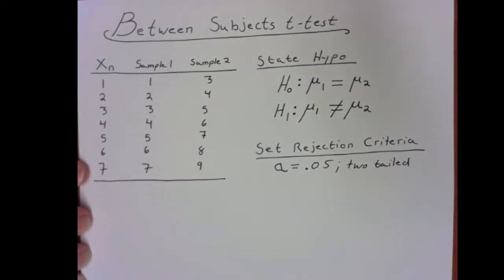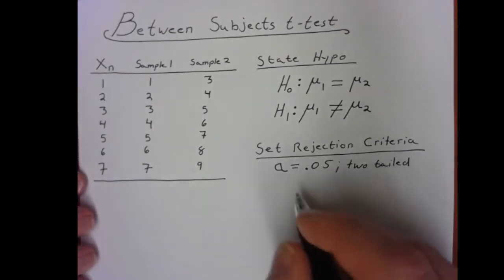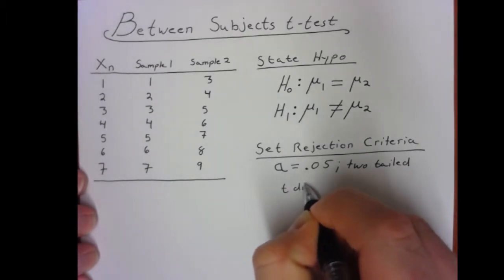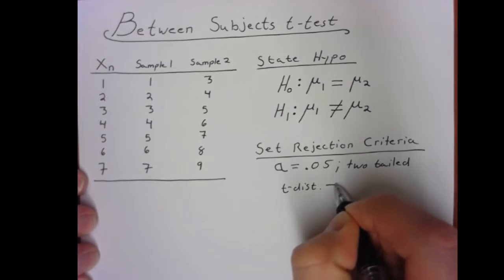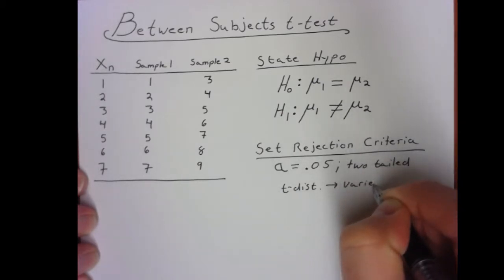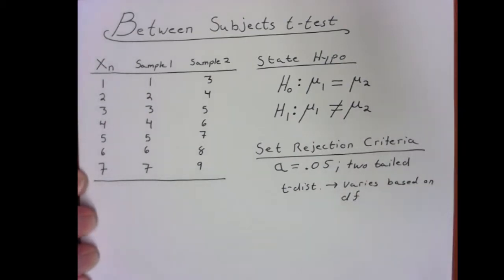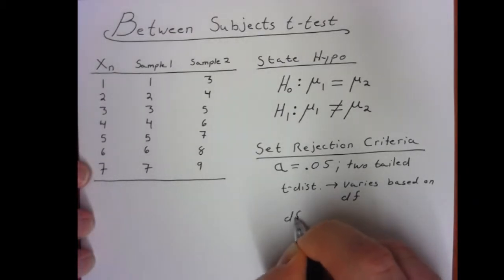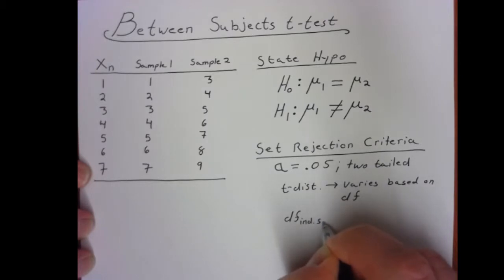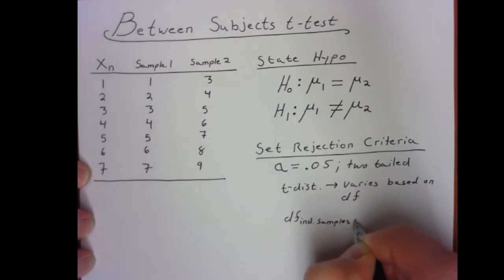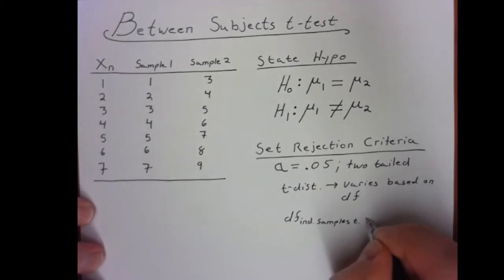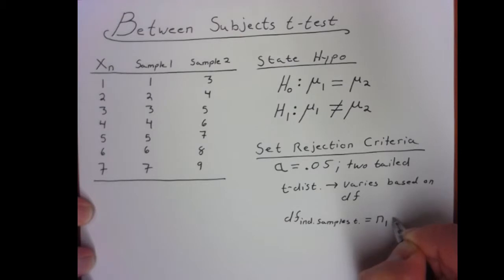All right. Now, we are going to conduct a t-test, and so our test statistic is going to be on the t-distribution. Now, we know that the t-distribution varies based on degrees of freedom. So before we can actually get a critical value or anything like that, we need to know the degrees of freedom for our test. In this case, the degrees of freedom for an independent samples t-test, which is the same thing as a between subjects t-test, is going to be equal to the size of our first sample plus the size of our second sample minus 2.